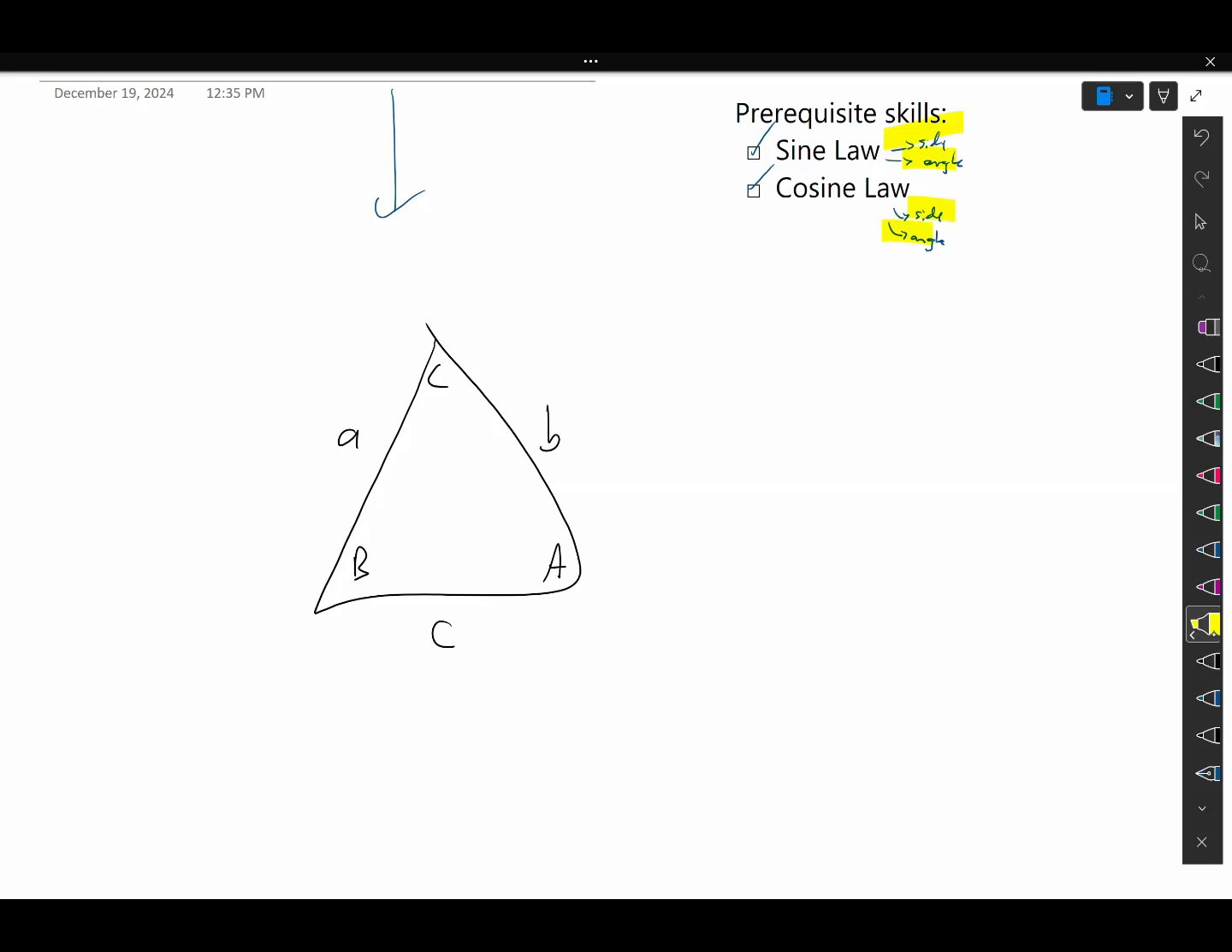When we're working with our sine law or cosine law, we need to be working with a minimum of 4 of these pieces. Maybe we're working with 2 side lengths and 2 angles, or maybe we're working with 3 side lengths and just 1 angle. We must be working with 4 pieces. One of these pieces will be the unknown that we're trying to find. The other 3 pieces will need to be known values that we're using in order to find that unknown.